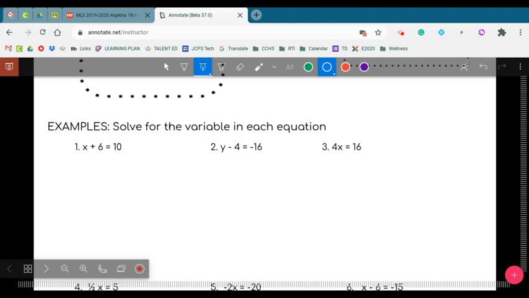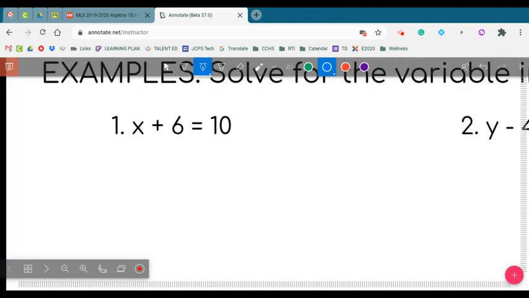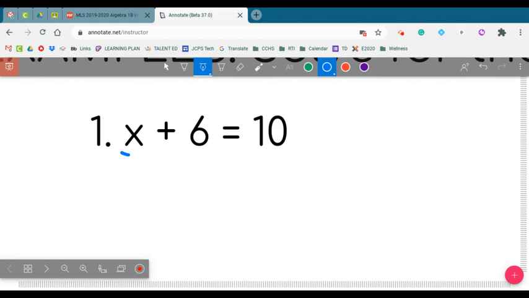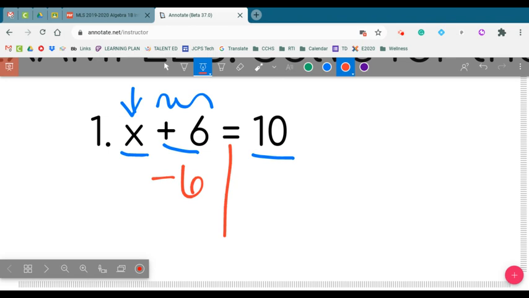So we want to get that variable all by itself on one side of the equal sign. On this one, we have our x, plus 6, equals 10. So we want to get this x all by itself. What's not allowing x to be by itself is this plus 6. If I have plus 6, what is the opposite so that I can undo that operation? The opposite would be to subtract 6. If I do it to one side of the equal sign, I have to do it to the other side of the equal sign.